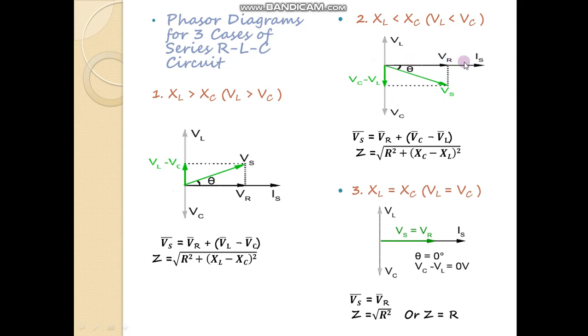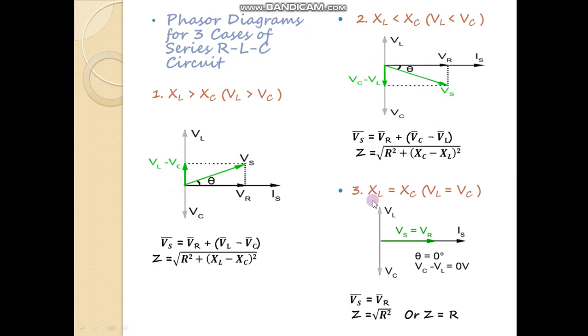This VR will be the reference, and if we find the resultant of this VR and VC minus VL, that is the third phasor, it will come as the supply voltage VS. Now this VS will be the phasor addition of VR, so VR bar plus VC minus VL bar. Impedance for the second case will be under root R square plus XC minus XL square, XC minus XL because the XC part is greater here.